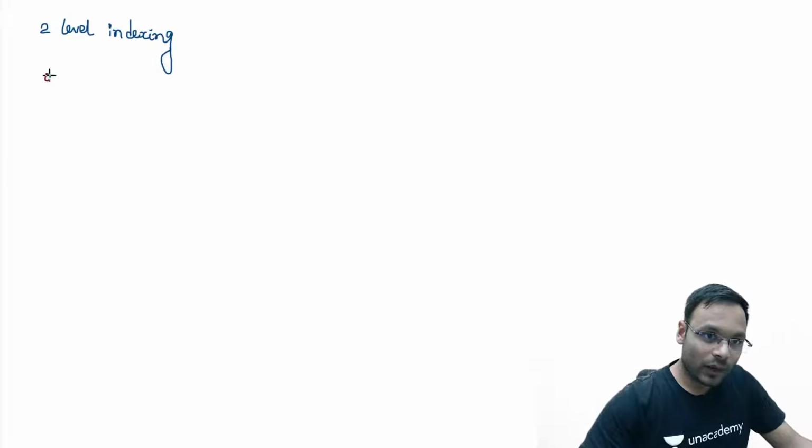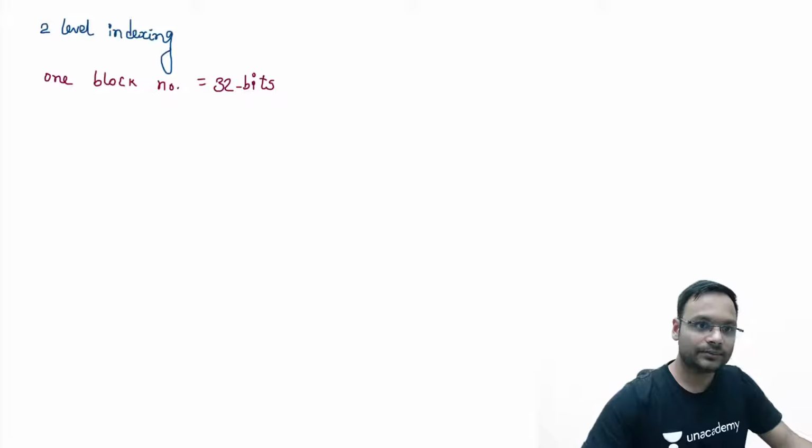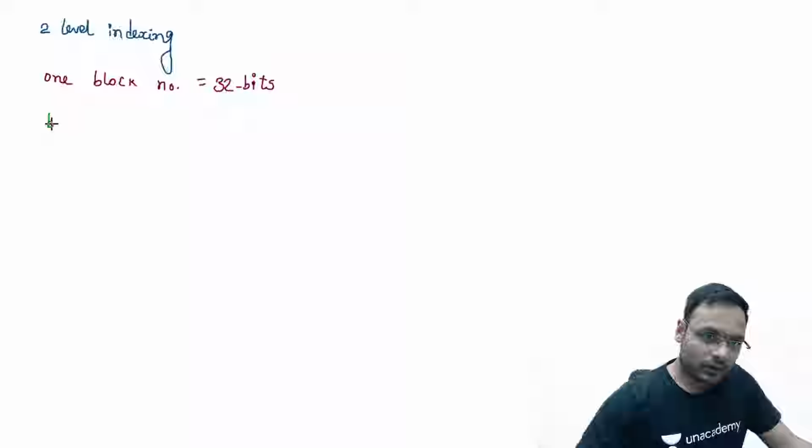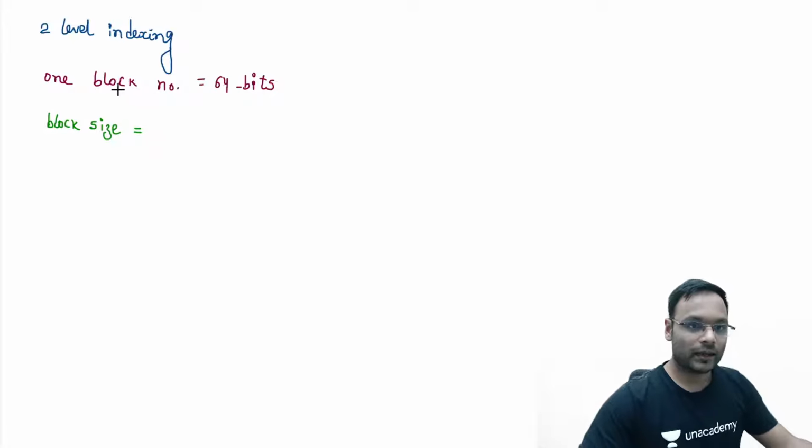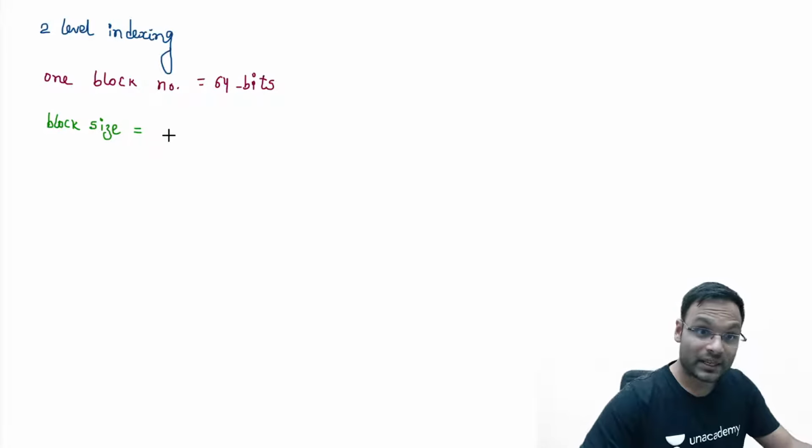Fine. One block number you have is of 32 bits, and you have block size equal to, okay, let me take it as 64 bits. One block number is of 64 bits. One block size is 2 kilobyte. What is the maximum file size?